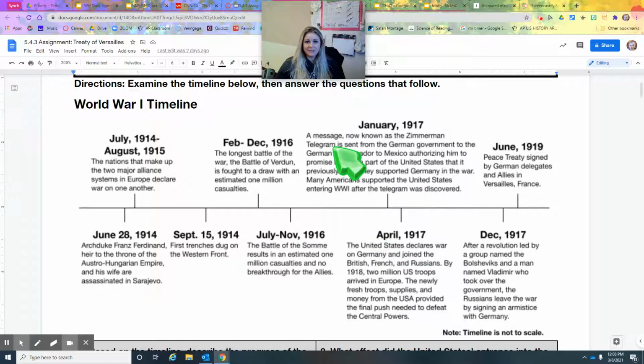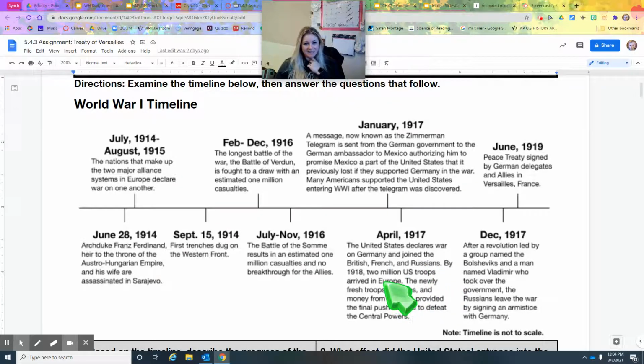In January of 1917, a message known as the Zimmermann Telegram is sent from the German government to the German ambassador to Mexico, authorizing him to promise Mexico a part of the United States that it previously lost if they supported Germany in the war. Many Americans supported the United States entering World War I after the telegram was discovered. There's an interesting story behind this as well. In April of 1917, the United States declares war on Germany and joins the British, French, and the Russians.